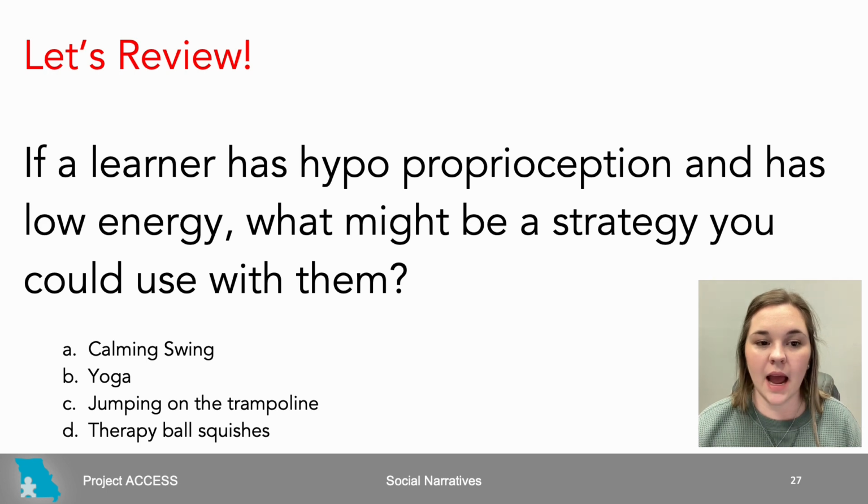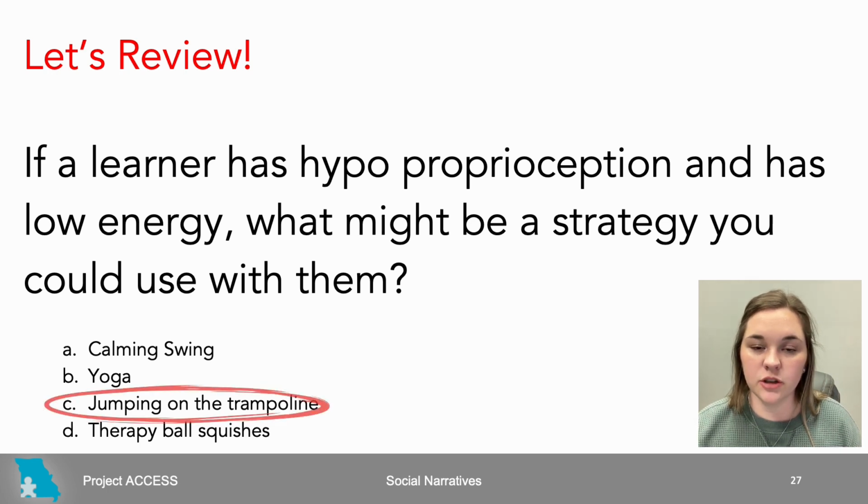If a learner has hypoproprioception and has low energy, what might be a strategy you could use with them? A calm swing, yoga, jumping on the trampoline, or therapy ball squishes. Jumping on the trampoline would be a great activity for them to do to help get their energy up and give them some proprioception input.